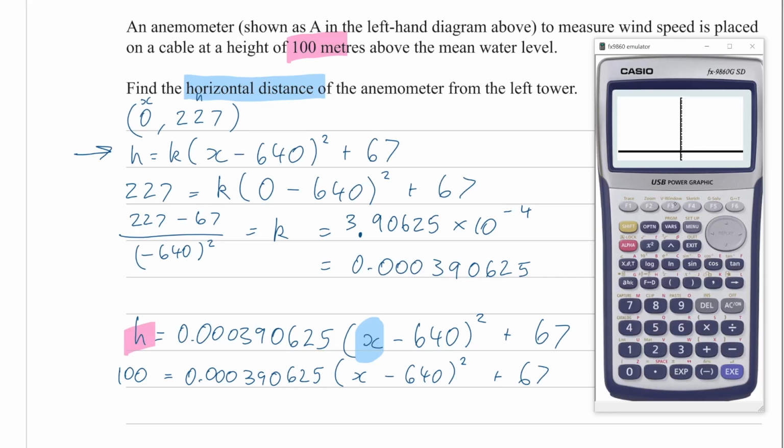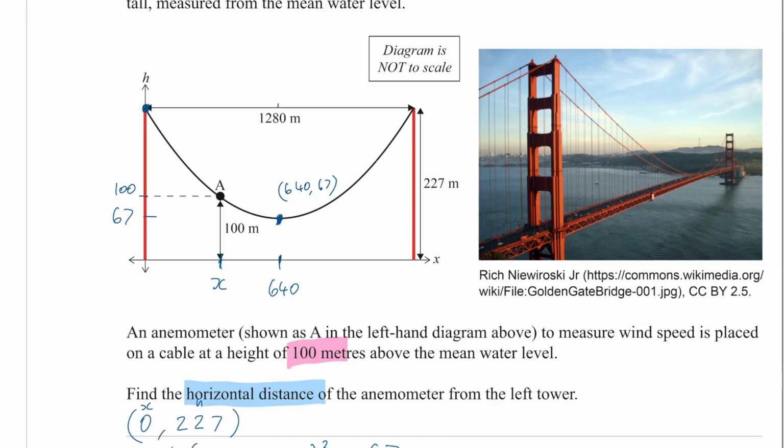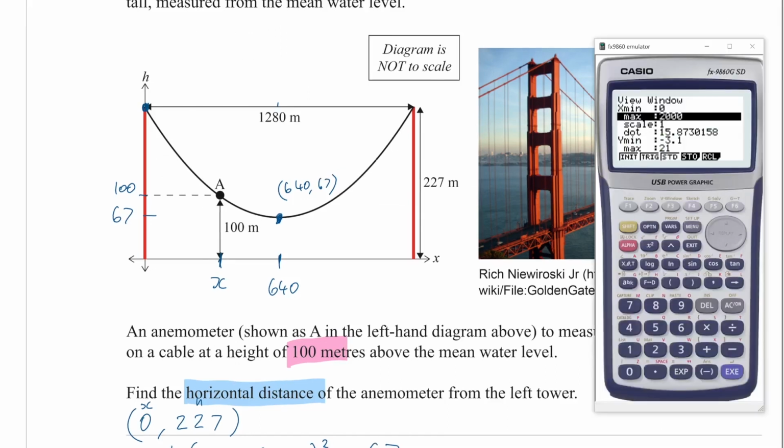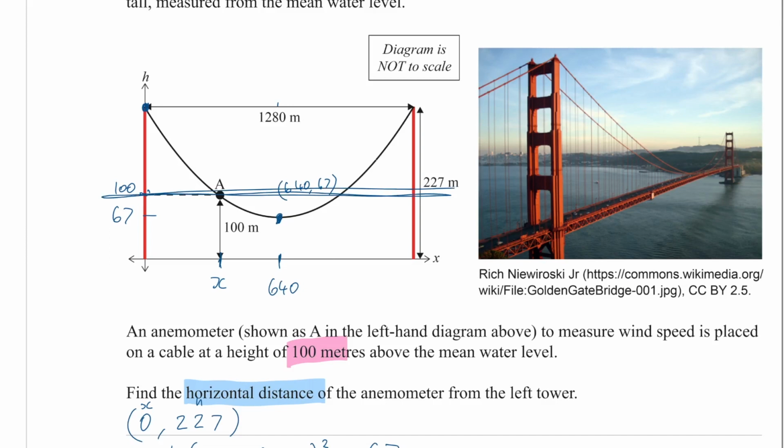Your window might be out of whack like mine. So let's make the x min 0, it starts at 0. Let's just look at the problem. And then x max is about 1300. That's like the full width. And then the height goes from obviously 0 up to about 230. So now if we draw, we have our bridge, the parabola, and that horizontal line is actually this line right here, which intersects point A.